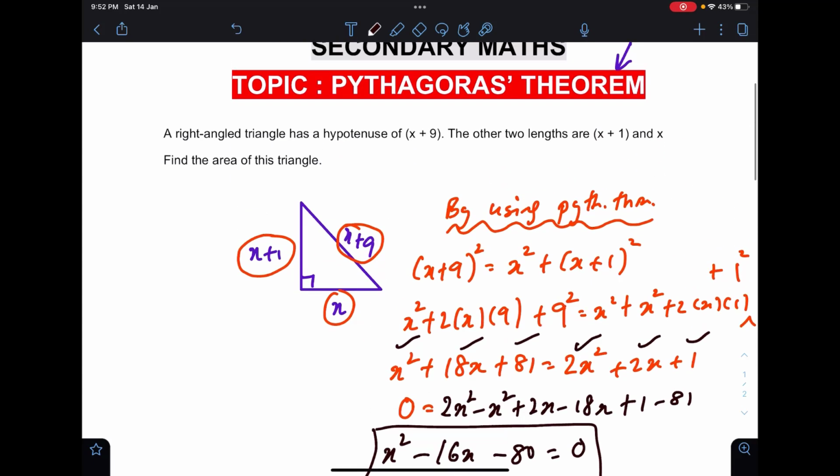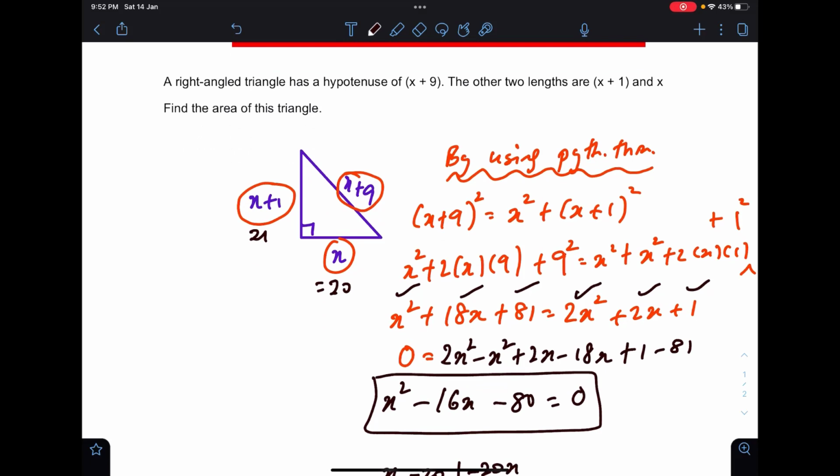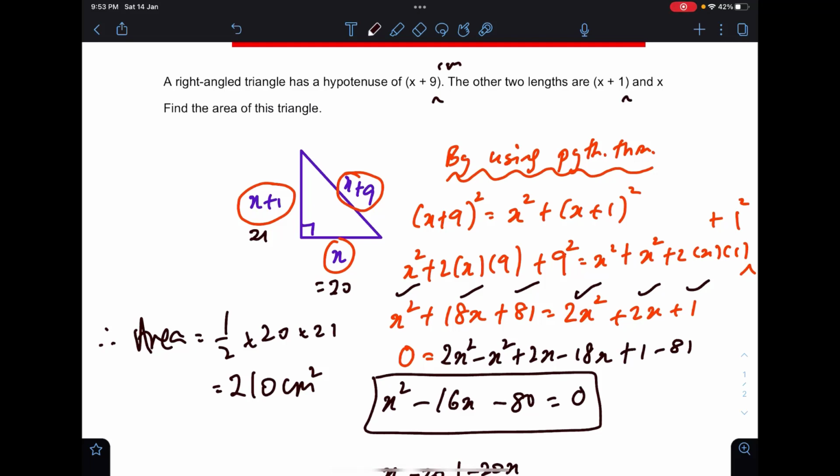So go back to the diagram. X is 20, this is 21, and we're able to find the area. Therefore, area will be half times base times height. So this will give us an answer of 210 square centimeters. Okay, there should be some units in this question. I believe this should all be in centimeters. Okay, final answer for this question, 210. Ding ding.